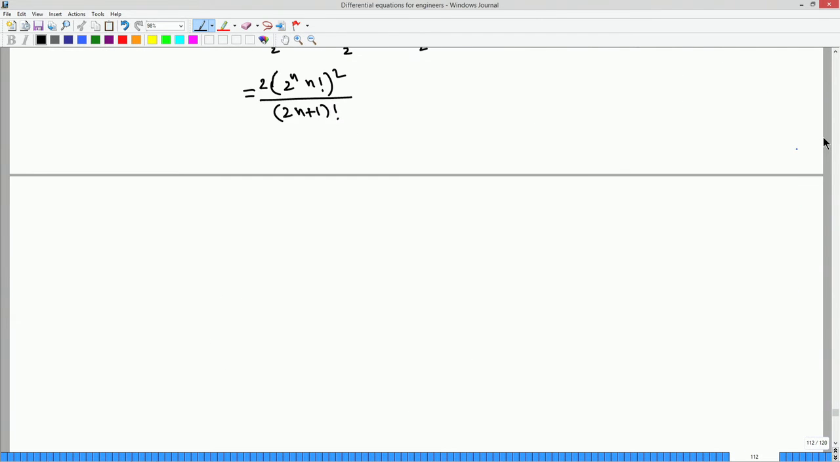So let us see how we get a different formula for the Pn of x, a new formula for Pn of x. This is also one kind of property.